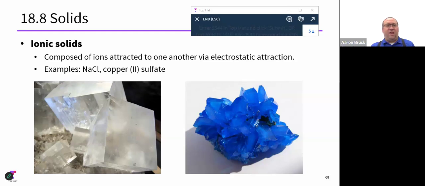On the left here, we have rock salt, sodium chloride, this very clear crystal. And then on the right, one of my favorite compounds, copper(II) sulfate, just that bright royal blue color. And again, crystalline in its composition.